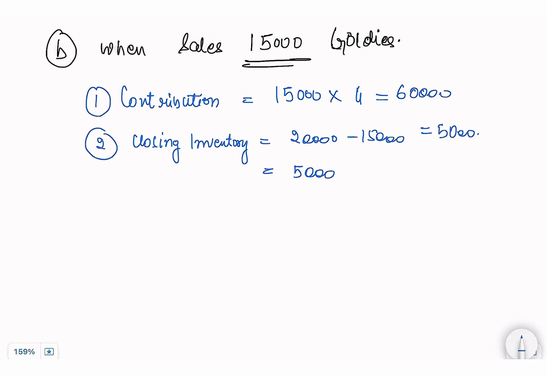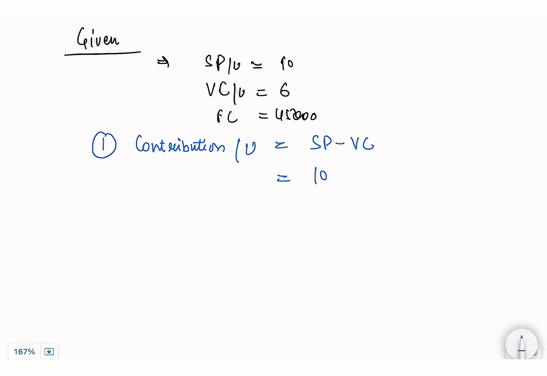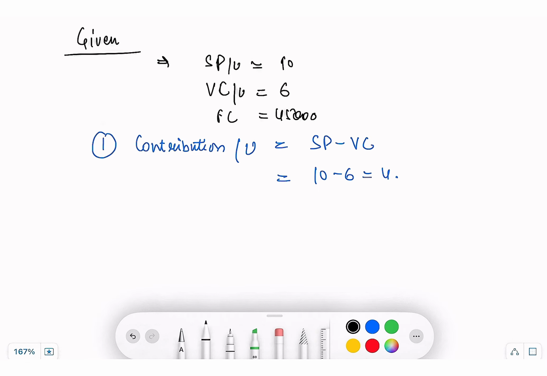Now let's see profit per unit. First see what is given. We are given the selling price per unit, which is 10 per unit, and then the variable cost per unit is equal to 6. Fixed cost we are given is 45,000. Okay, so we have to remember this. Now let's do it one by one. First is contribution per unit, which is equal to selling price minus variable cost, which is 10 minus 6, equal to 4.